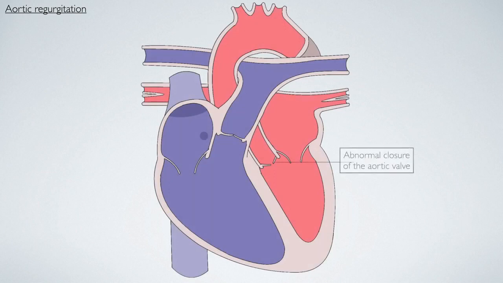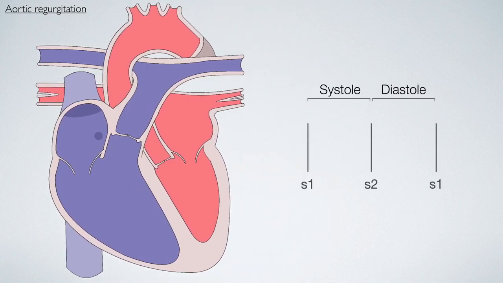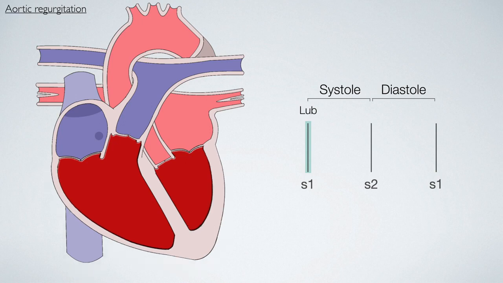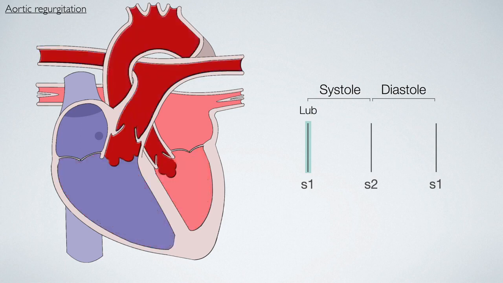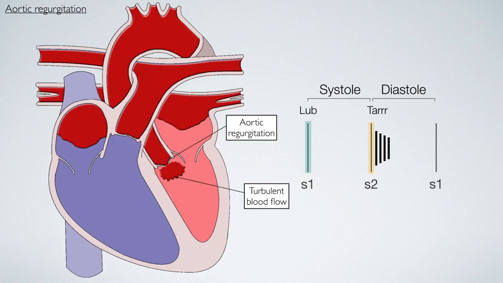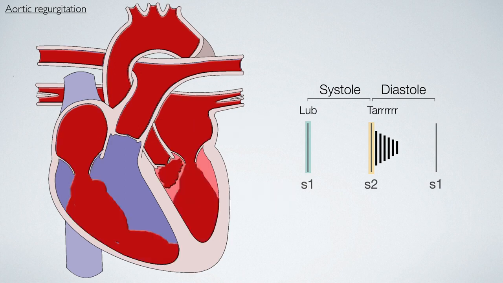Aortic regurgitation is caused by abnormal closure of the aortic valve. Let's take a closer look at this using an animation. The first heart sound is produced by closure of the tricuspid and mitral valves. Systole then occurs, during which the ventricles contract, forcing blood through the pulmonary and aortic valves. Incomplete closure of the aortic valve allows blood to regurgitate back into the ventricle. This turbulent blood flow causes our diastolic murmur.